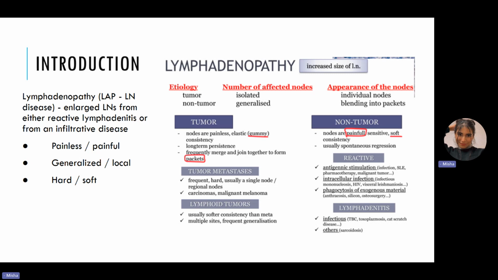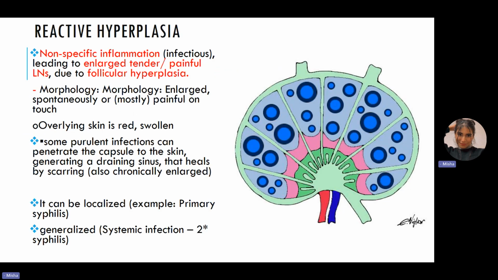Okay. So let's go to our first disease, which is reactive hyperplasia. Now, whenever we're talking about reactive hyperplasia, this is basically a non-specific inflammation that leads to enlarged lymph nodes. You have to remember the major keywords, which would be tender, painful lymph nodes. In which case would it be painful? So reactive hyperplasia would lead to a painful lymph node, and mostly it is a follicular hyperplasia.